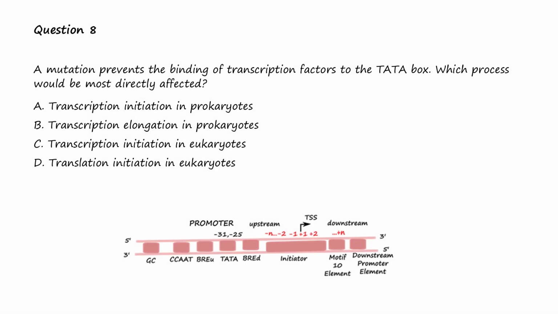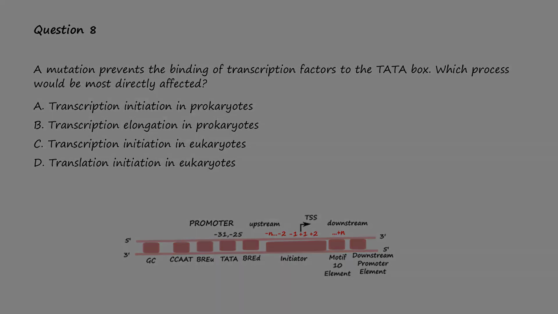Question 8. A mutation prevents the binding of transcription factors to the TATA box. Which process would be most directly affected? A. Transcription initiation in prokaryotes. B. Transcription elongation in prokaryotes. C. Transcription initiation in eukaryotes. D. Translation initiation in eukaryotes.